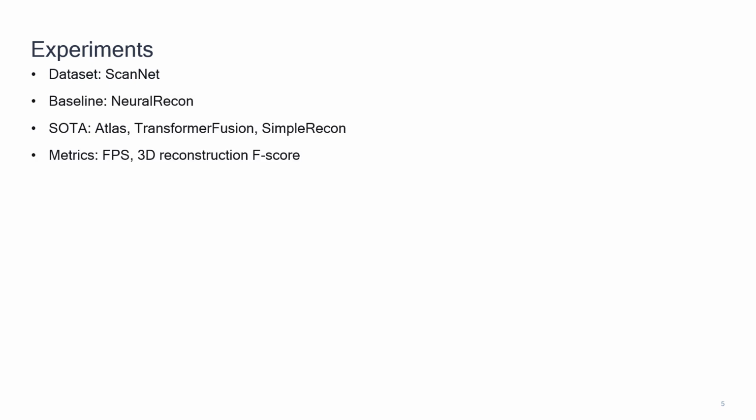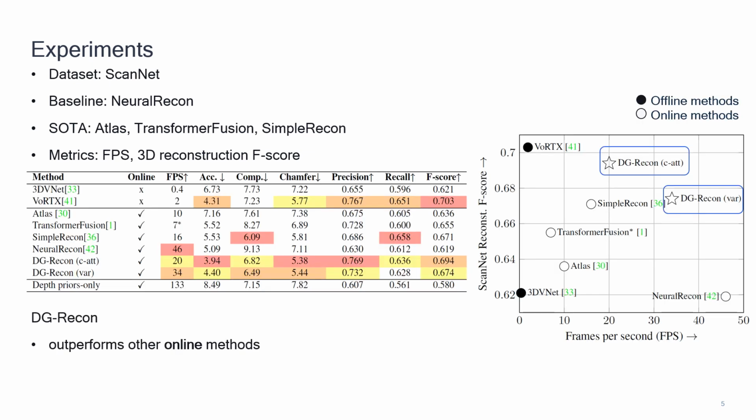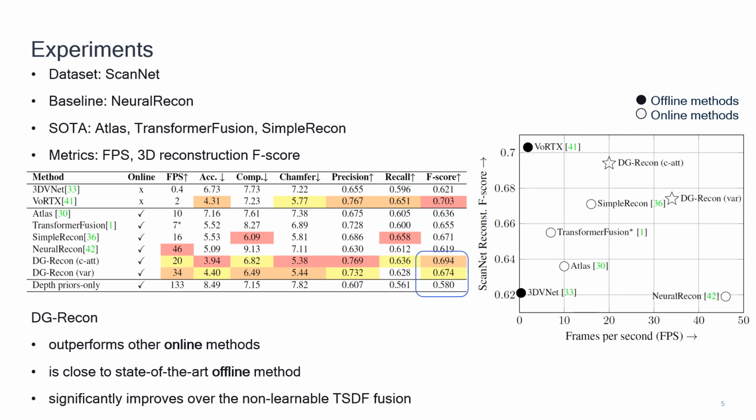We experiment with our methods using the ScanNet dataset and compare against the Recon baseline. We train our methods using the ScanNet training set and evaluate following the standard pipeline set up by TransformerFusion. Our methods outperform all the other online methods and reduce the gap even close to the state-of-the-art offline methods. As a sanity check, we also show that both of our methods significantly improve over the non-learnable TSDF fusion using the same depth prior.